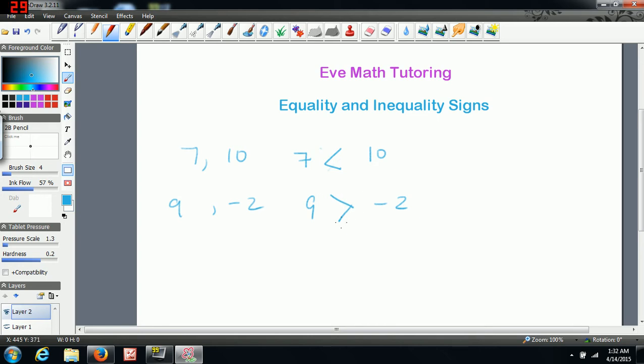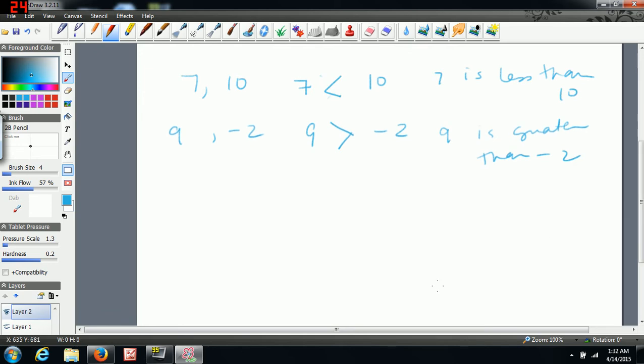and same thing here. So the bigger side of the arrow is always with the bigger number, smaller side is always with the smaller. So if I want to actually say what this is in words, this is just an expression that represents that the number 7 is less than the number 10. And this one's just representing that 9 is greater than -2.